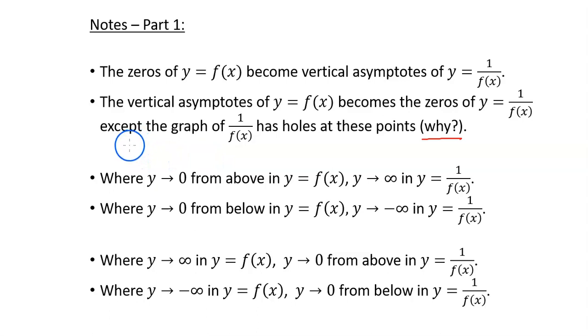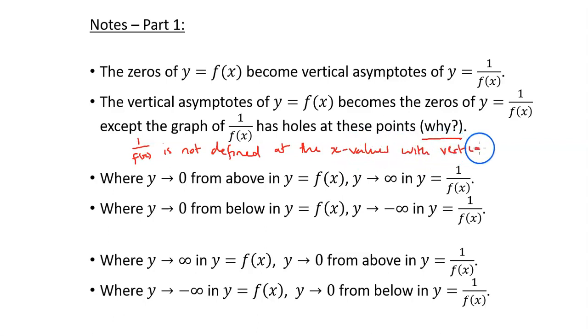And that's because 1 divided by f of x is not defined at those x values, at the x values with vertical asymptotes. Because f of x is not defined there, so that means that 1 divided by f of x can't be defined there.